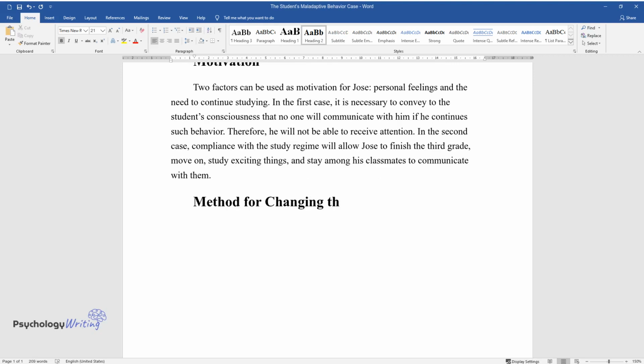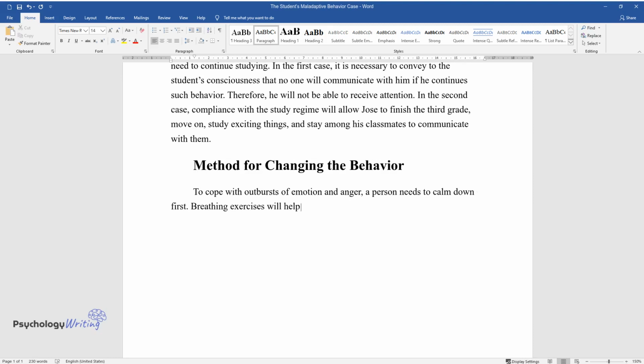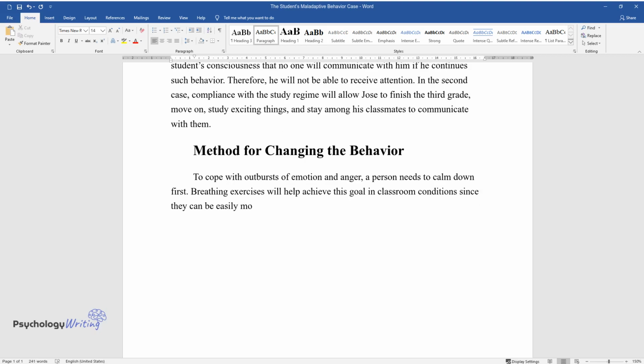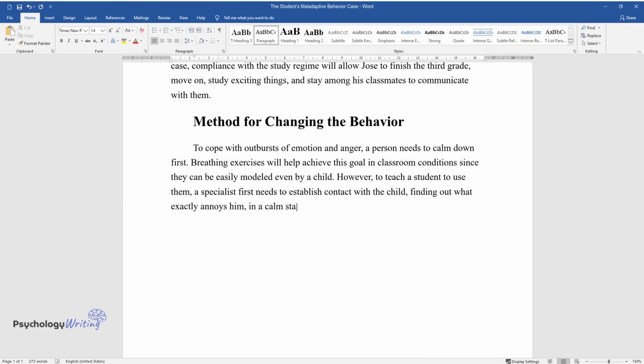Method for changing the behavior. To cope with outbursts of emotion and anger, a person needs to calm down first. Breathing exercises will help achieve this goal in classroom conditions since they can be easily modeled even by a child. However, to teach a student to use them, a specialist first needs to establish contact with the child, finding out what exactly annoys him, in a calm state.